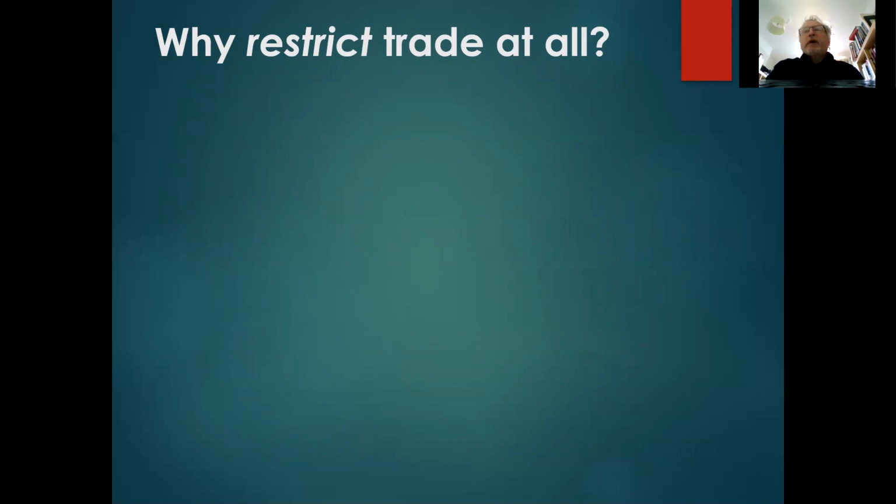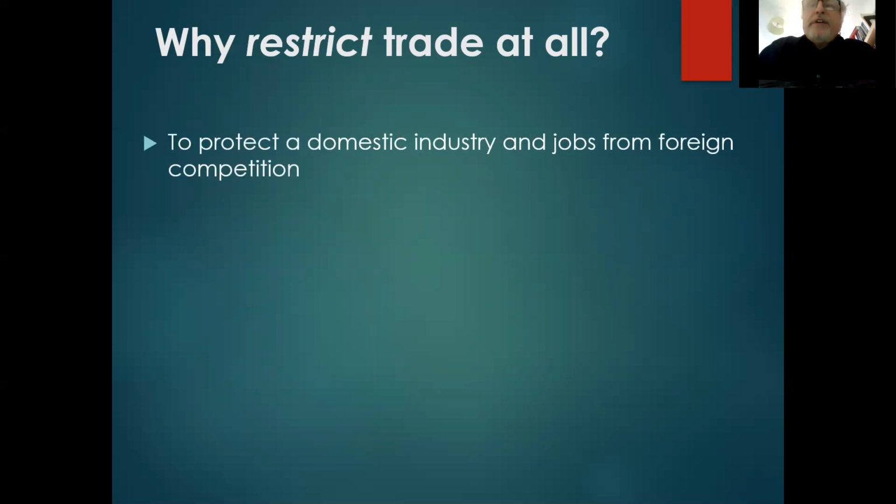So let's consider the reasons to restrict trade. Why restrict trade at all? Okay, well, one is to protect domestic industry and jobs from foreign competition. So to protect a domestic industry.